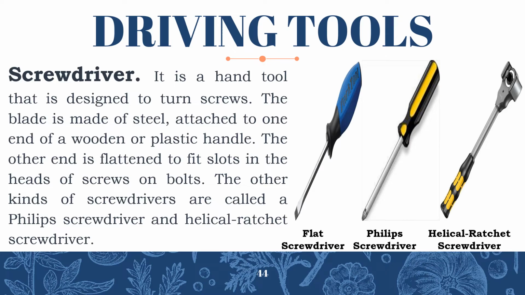Last type of driving tools is the screwdriver. It is a hand tool that is designed to turn screws. The blade is made of steel attached to one end of a wooden or plastic handle. The other end is flattened to fit slots in the heads of screws or bolts. The other kinds of screwdrivers are called a Phillips screwdriver and a helical ratchet screwdriver.